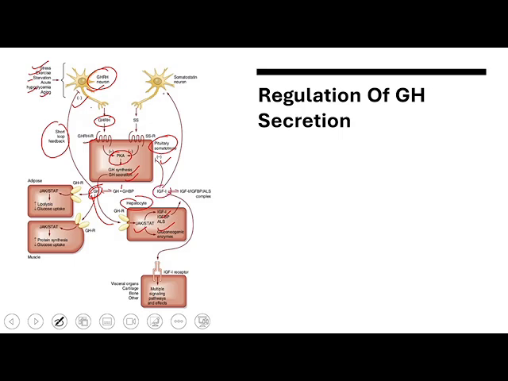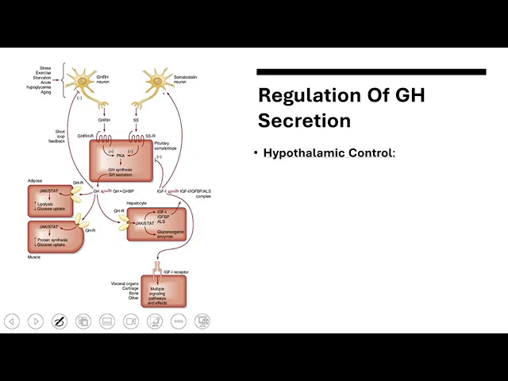loop. And also it will provide a signal to the somatostatin neuron, that is, to the paraventricular nucleus of the hypothalamus, to increase the secretion of the growth hormone inhibiting hormone, or somatostatin, which acts on the anterior pituitary, and that will inhibit the activation of protein kinase A, and there will be reduced synthesis as well as secretion of the growth hormone from the anterior pituitary. And this is how the secretion of the growth hormone is regulated.